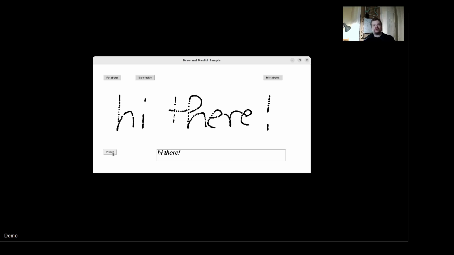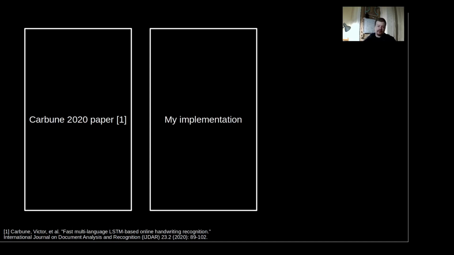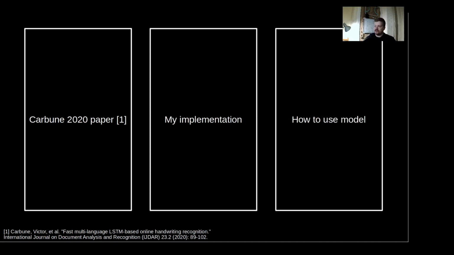This video comes together with the corresponding GitHub code and will consist of 3 parts. In the first one, I will show you the paper that I re-implemented in order to obtain the model. It's a paper by Victor Carbune from 2020 and is called Fast Multi-Language LSTM-based Online Handwriting Recognition. The second part shows my implementation, and the last part shows you how to use the model yourself.